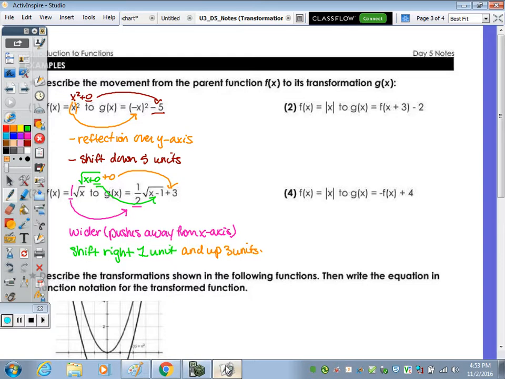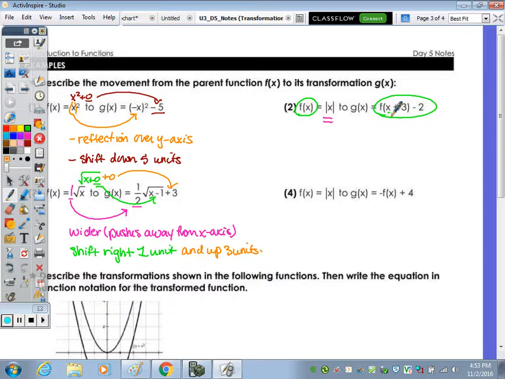The next one, instead of going to, and we have a typo, f of x equals, nope, there is no typo. This is using the function notation. So it's saying the f of x equals this is our function, absolute value of x. But we just want to look at this part of it. So f of x and then f of x plus 3.